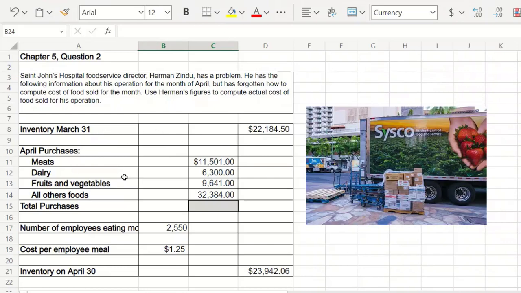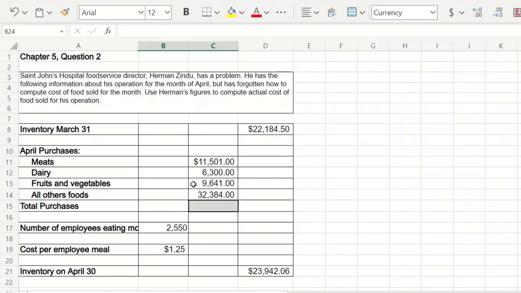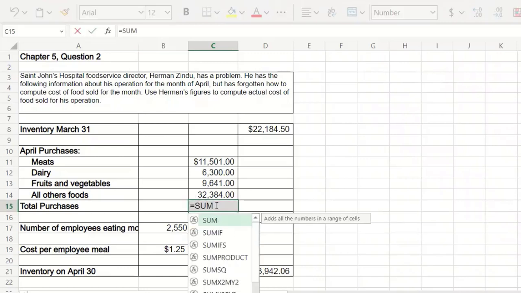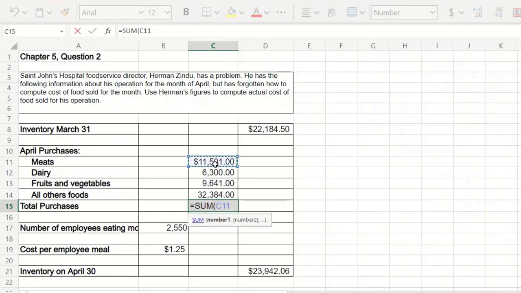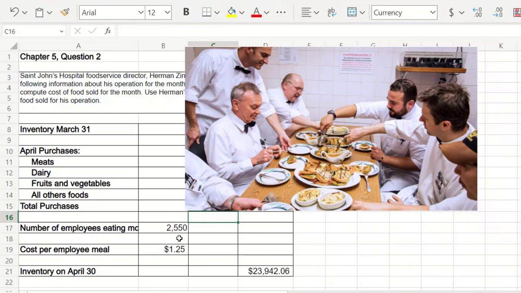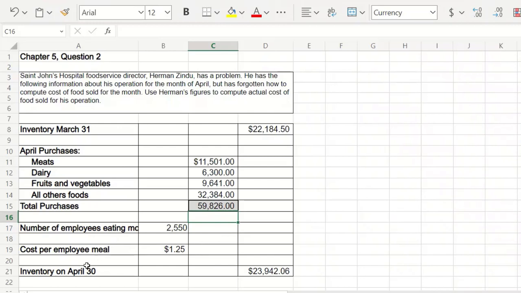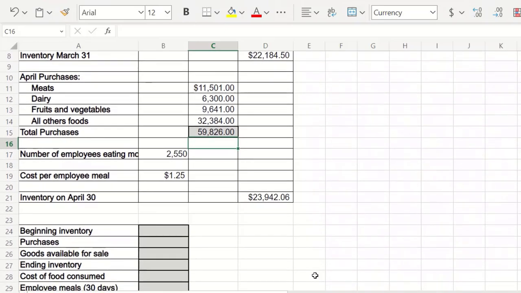Then he has his April purchases. Okay, so he knows he's purchased $11,000 in meat, $6,300 in dairy, about $9,600 in fruits and vegetables, and then $32,000 in all other food. Okay, so let's add that up and see what he has purchased for the entire month. So we add that up and we have our total purchases of $59,826. We do know we have 2,550 employees eating meals, and those cost about $1.25 per meal. And then we do have our ending inventory that was taken on April 30th, the end of the month.